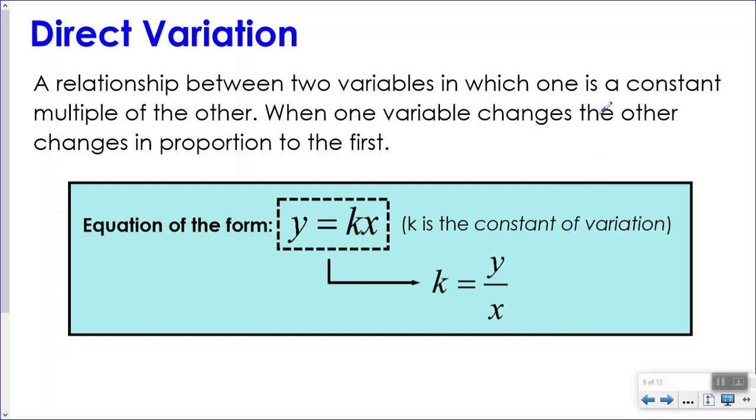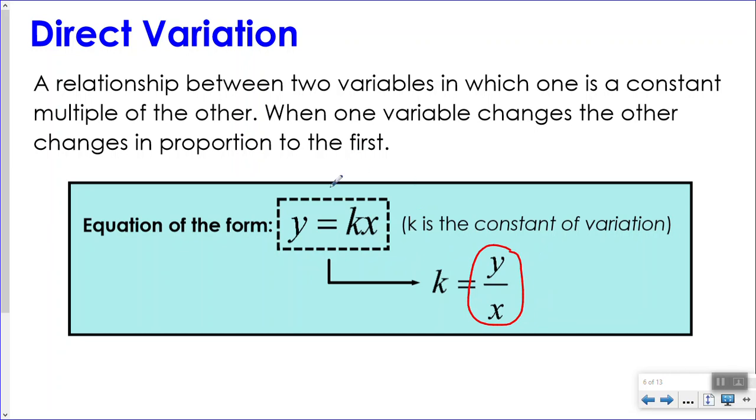And what this means is that one number is a constant multiple of the other. When one variable changes, the other is going to change in proportion to that. So if y increases, x would also increase. If y decreases, x would also be decreasing. So this means that the quotient between y and x is always going to be constant.